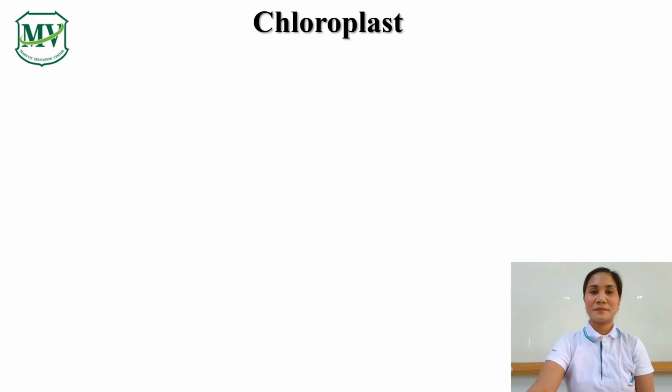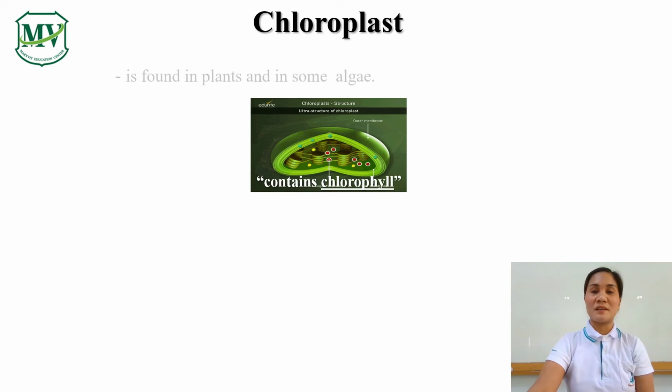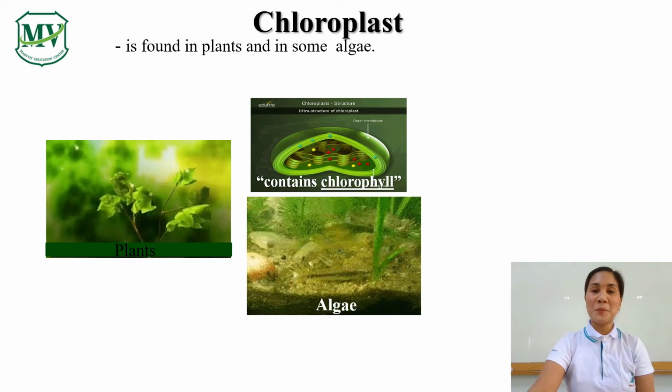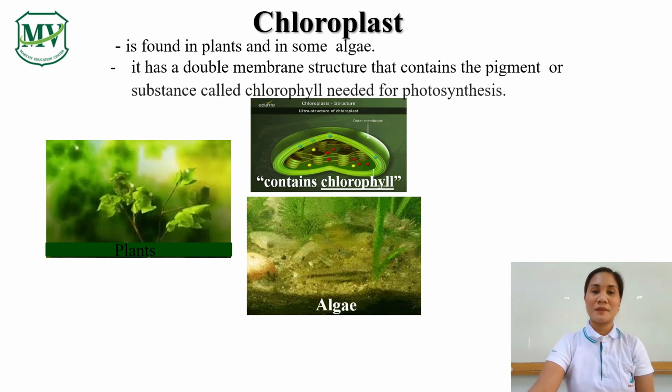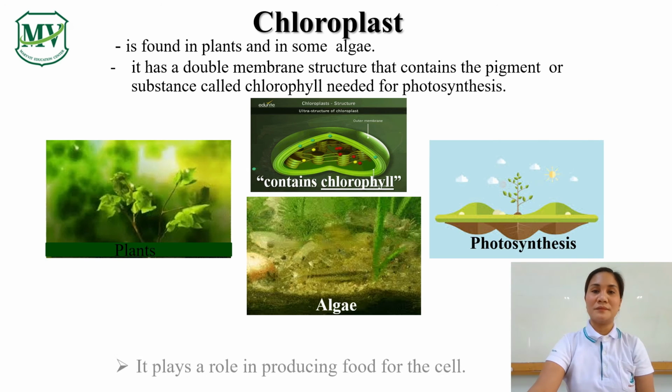Chloroplast. Chloroplast is found in plants and in some algae. It has a double membrane structure that contains the pigment or substance called chlorophyll needed for photosynthesis. It plays a role in producing food for the cell.